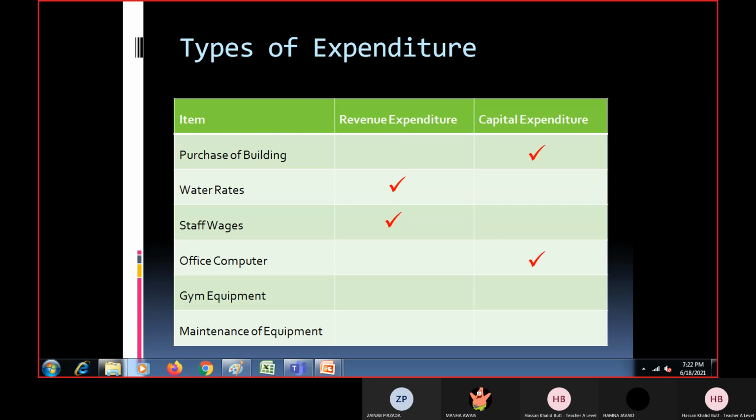So why I'm telling you, because you know that in business studies you have to use the context as well while writing your answers. So yes, it is a capital expenditure. And finally, maintenance of equipment.